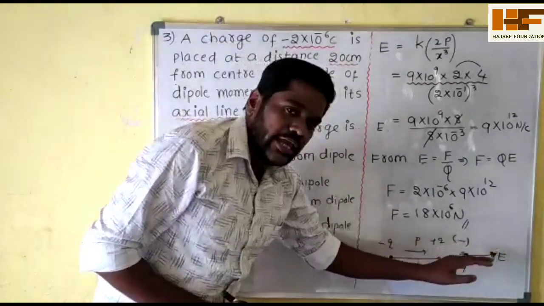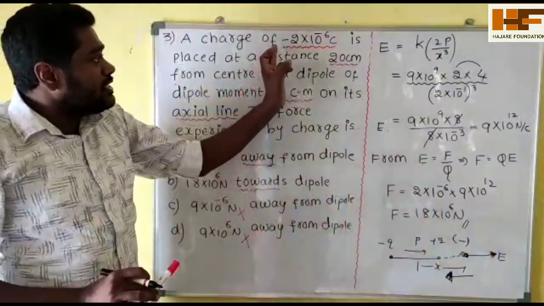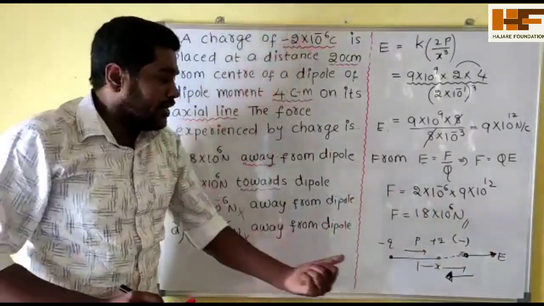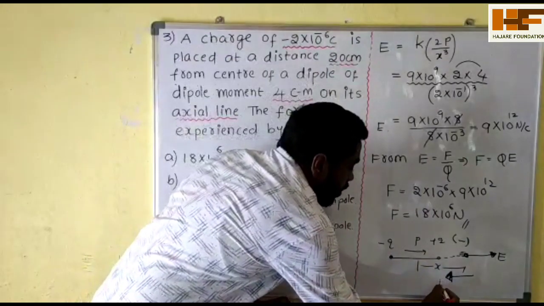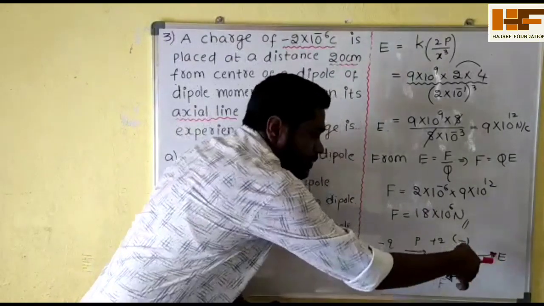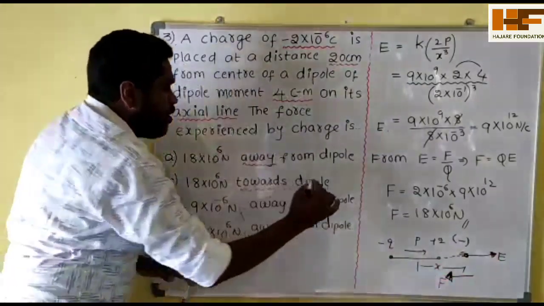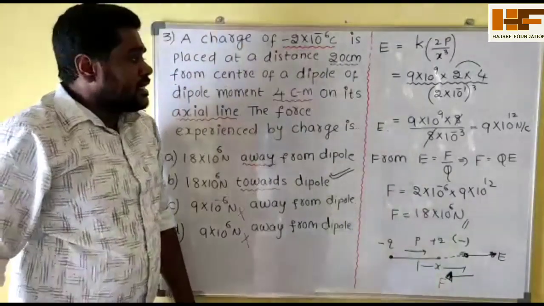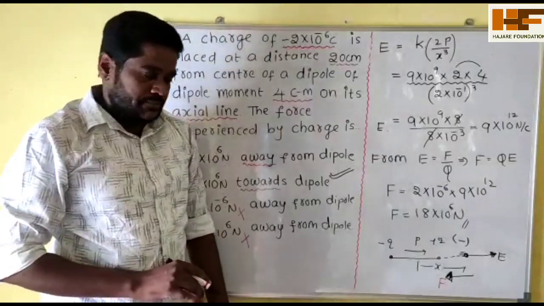Therefore, we know that for any axial point, the direction of electric field and dipole moment are both in the same direction, meaning away from the dipole. But due to the negativity of the given charge, we can confirm that the force is experienced in the opposite direction. Therefore, this is the force. Now this arrow indicates towards. Therefore, what is the correct answer now? Now the second option, option B, is the correct answer. Please be careful while solving such types of problems.